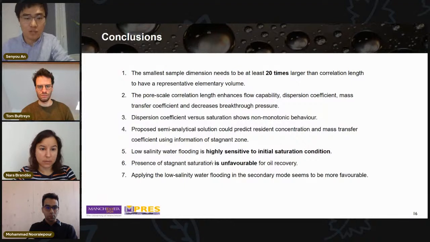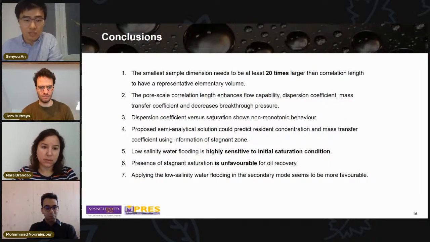The conclusions have been included in the formal introduction. Summarily, the correlation length should be at least 20 times smaller than the characteristic length of the porous media. The pore-scale correlation length enhances flow capability and dispersion coefficient, and the dispersion coefficient over saturation shows non-monotonic behavior. Also, the semi-analytical solution is proposed here. It could predict the mass transfer coefficient using the information of the stagnant zone. Also, as an application, low salinity water flooding is highly sensitive to the initial saturation condition. The presence of stagnant region is unfavorable for oil recovery. Also, applying low salinity water flooding in the secondary mode seems to be more favorable.